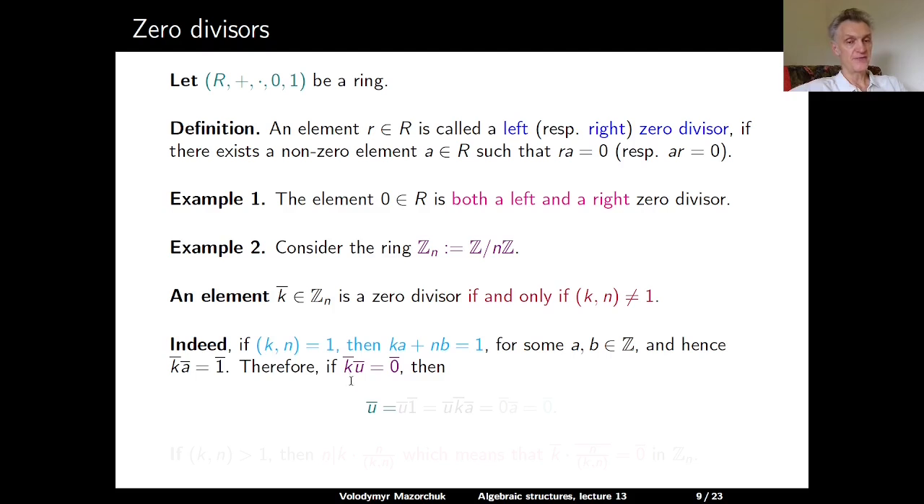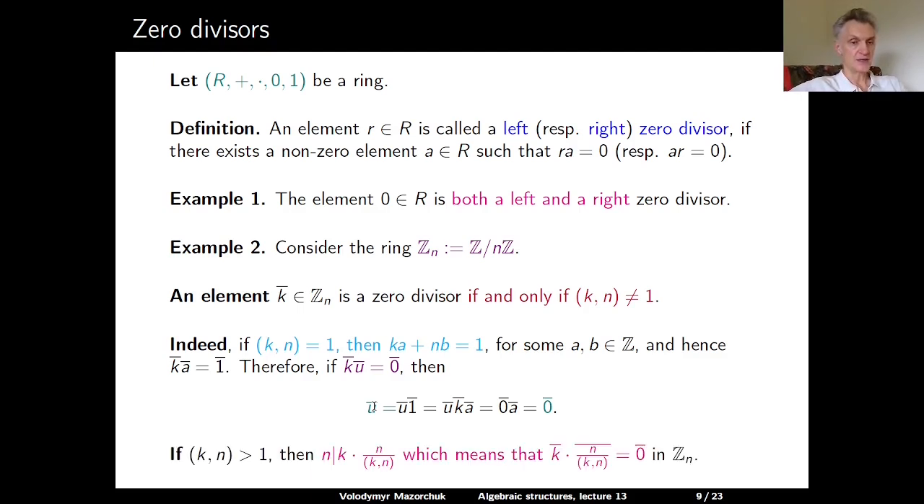And so, if we write k times something u is equal to 0, then our class of u is, of course, equal to u times 1, and we can write 1 as k times a, and now this is equal to 0 times a, because k times u is 0, and this is equal to 0. So if we take an invertible element and multiply it with something such that the outcome is 0, this something already should be 0. So this means that in this case k is not a zero divisor.